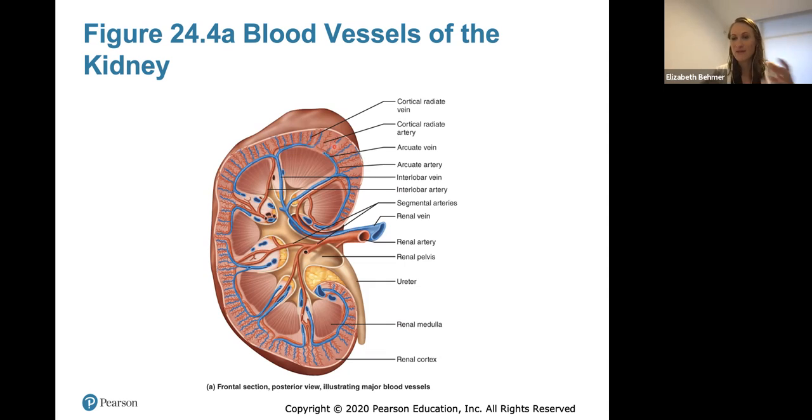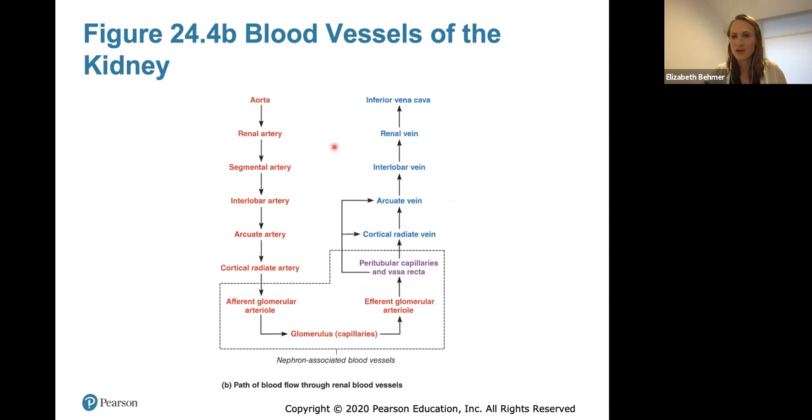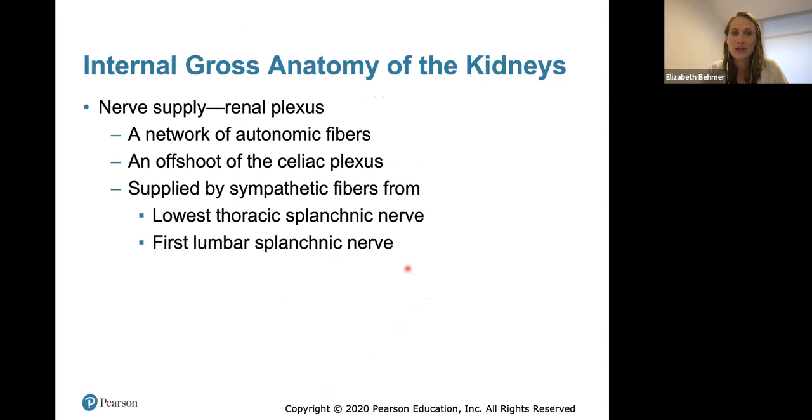So you should know that basic branching, and this graph explains the branching starting off of the aorta, renal artery, segmental artery, interlobar, arcuate, cortical radiate. And then we get into the afferent glomerular arteriole, which brings blood into the glomerulus, which is where the filtering will occur. It comes out of the efferent glomerular arteriole, changing into the peritubular capillaries and vasa recta, and then going back out through the veins. So you should know the general structure of blood vessels going into and out of the kidneys.